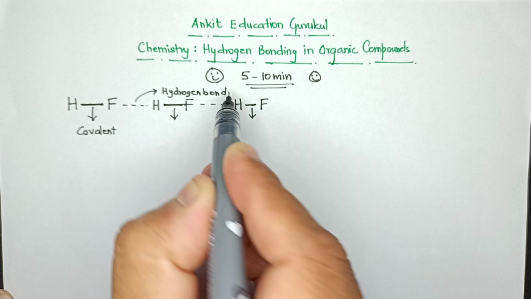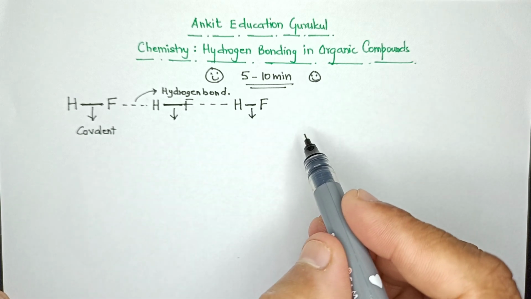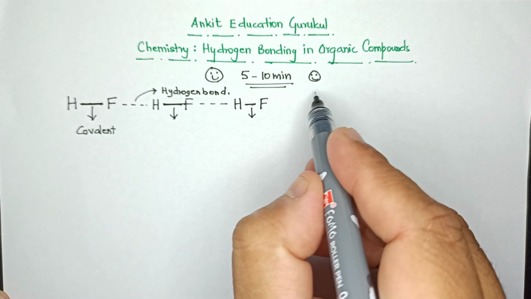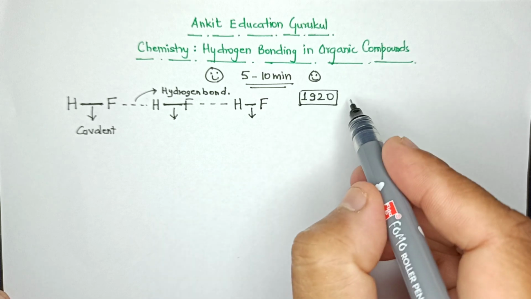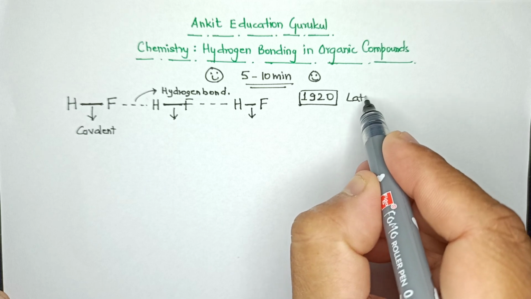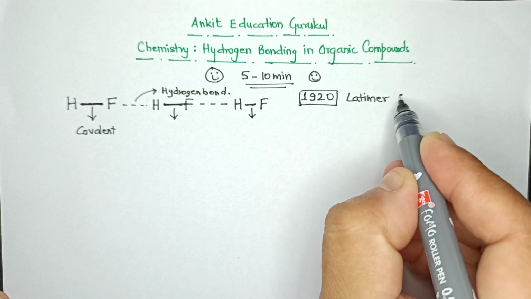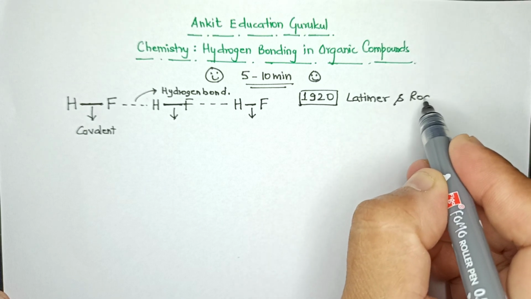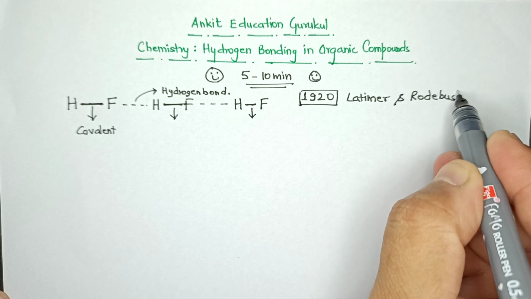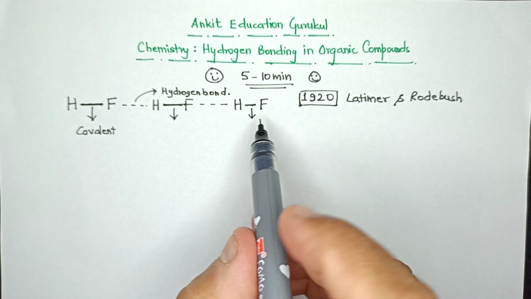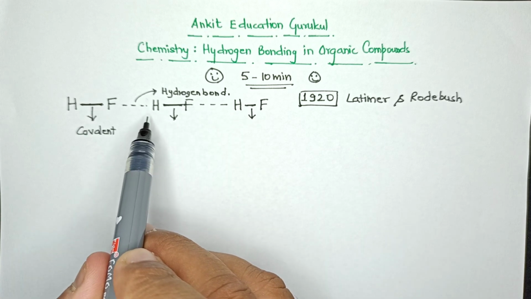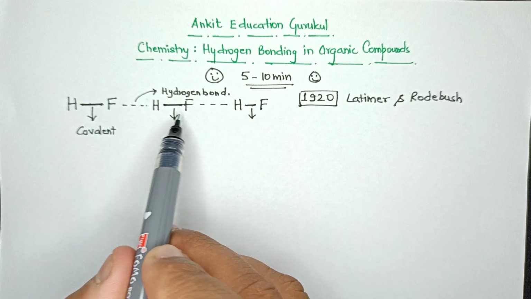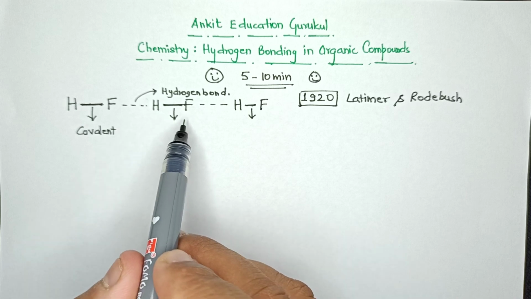Now technically, what is a hydrogen bond all about? In the year 1920, two scientists, Latimer and Rodebush, introduced the idea of the hydrogen bond to explain the nature of association in the liquid state of substances like water, hydrogen fluoride, ammonia, formic acid, etc.